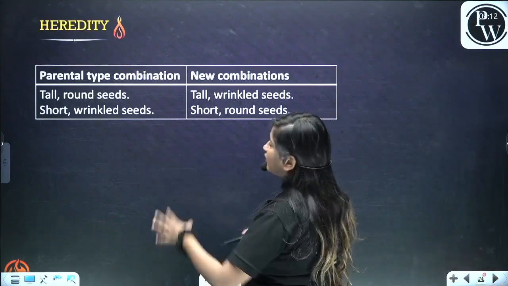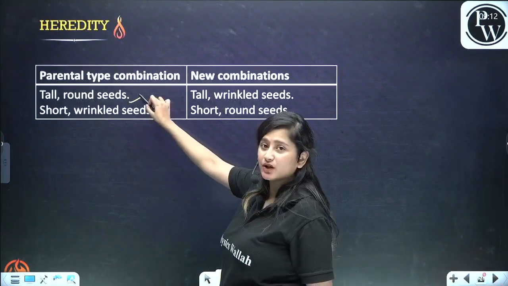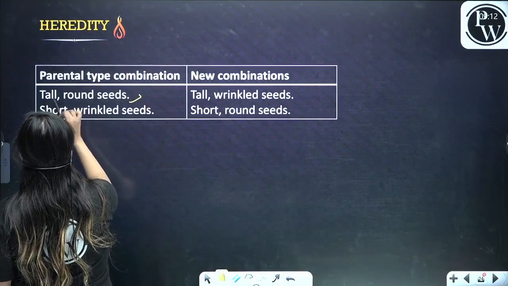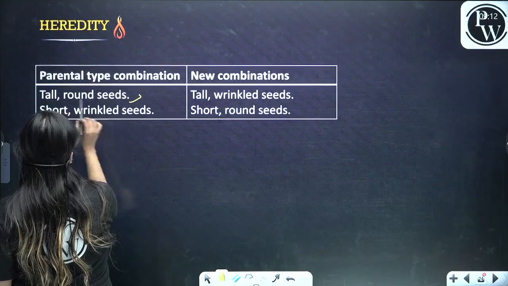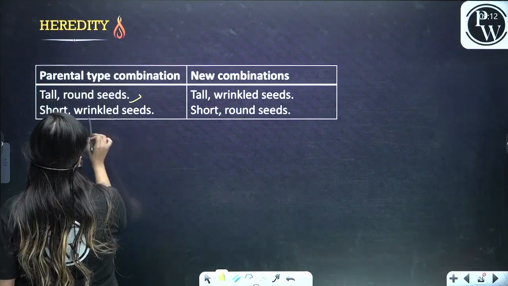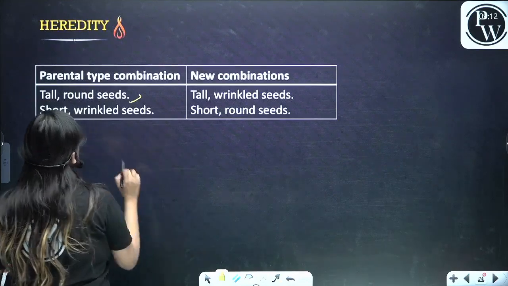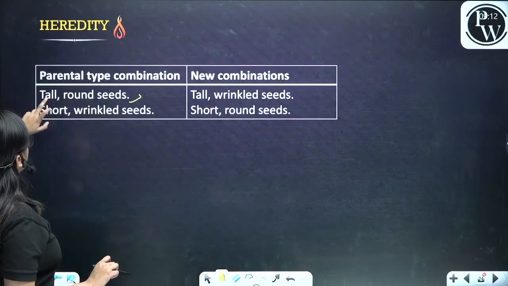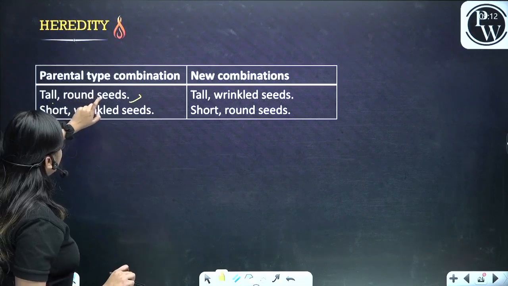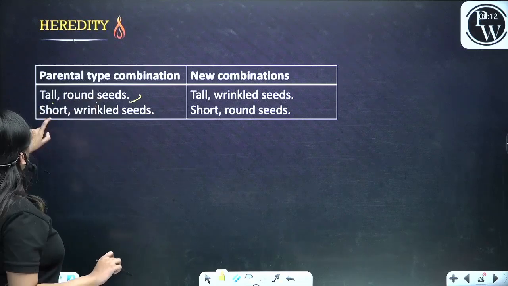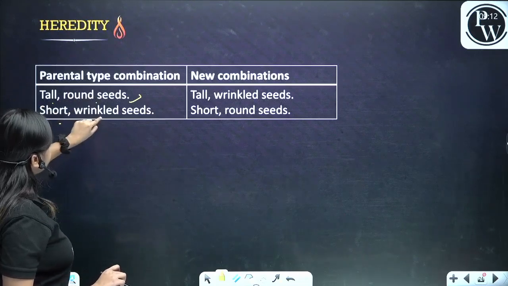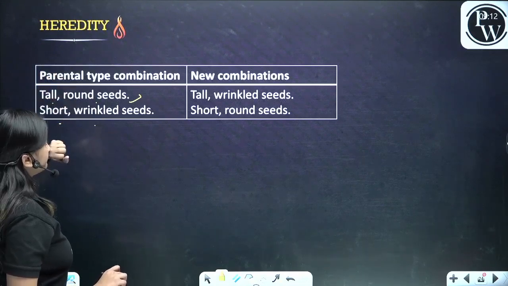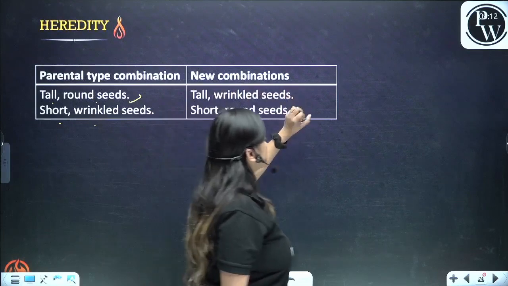Cool. Now when he made a cross, the parental combination is tall round because they are the dominant one, and short and wrinkled seeds. He has taken two characters, you can see height and seed shape, the dominant one and the recessive one. Now what are the new combinations?